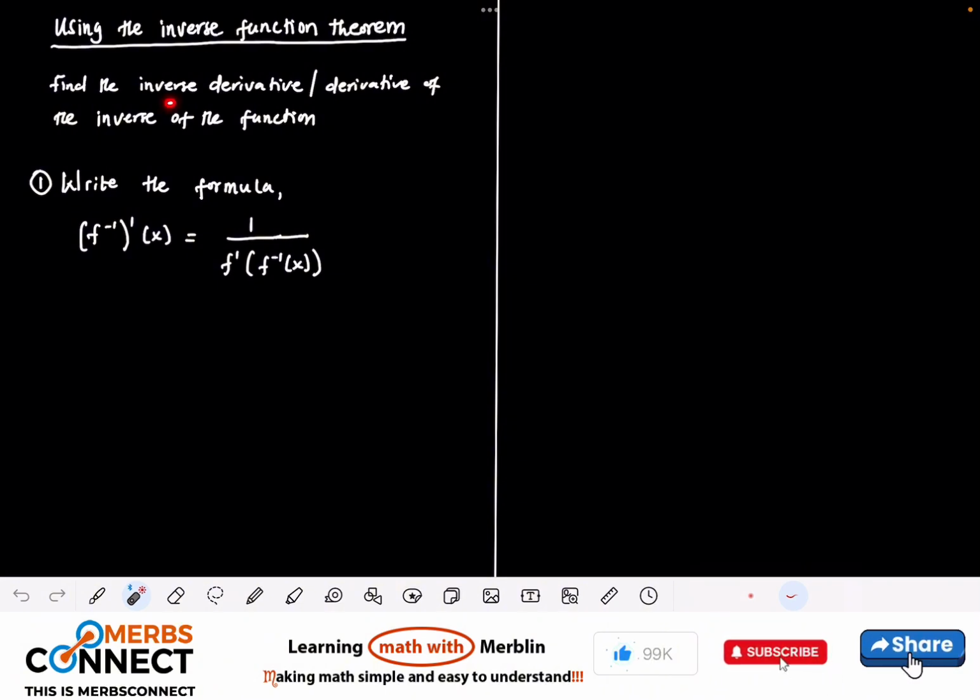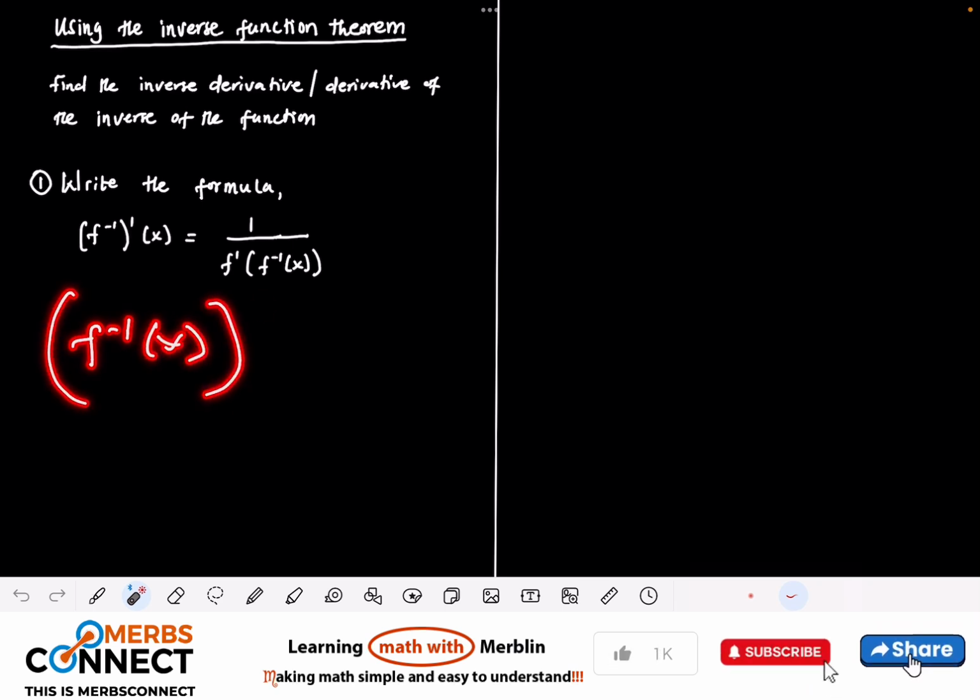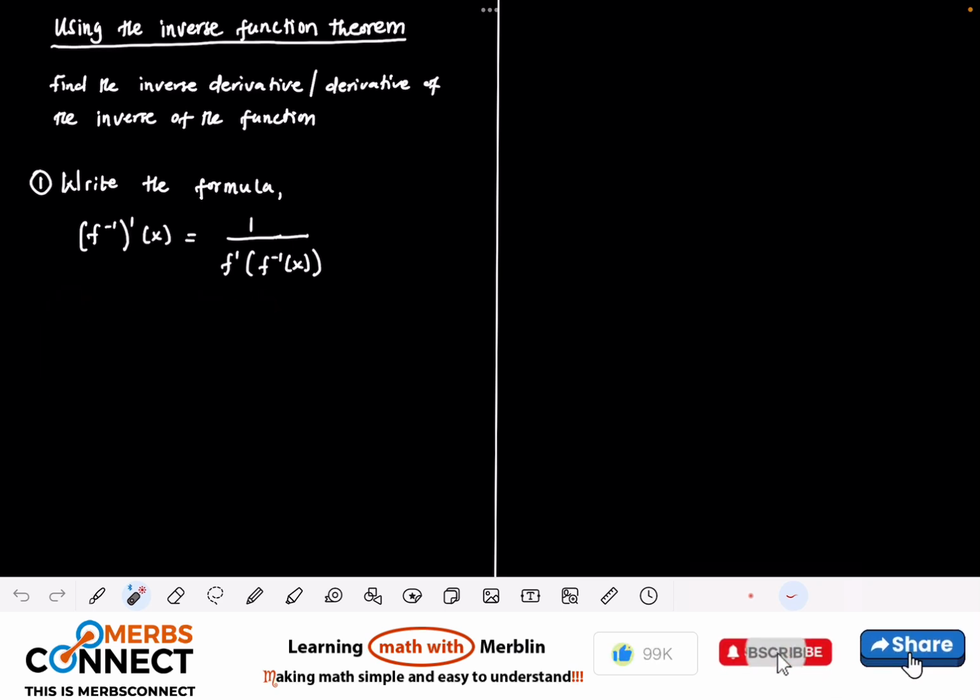So when you say inverse derivative, it means that we are finding the inverse of the function, and then what do we do? We differentiate it. So that is the inverse derivative. I find the inverse of the function and differentiate. So this is what mostly I tell my students.